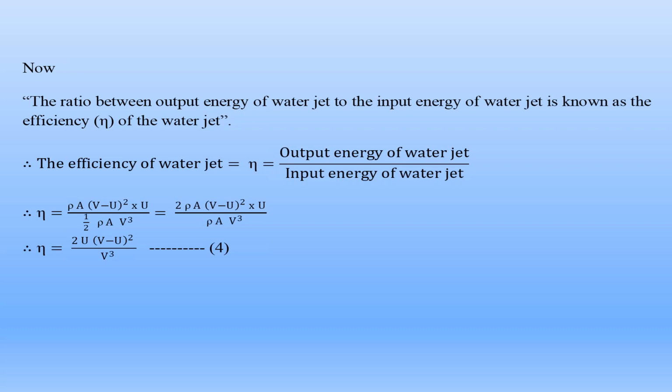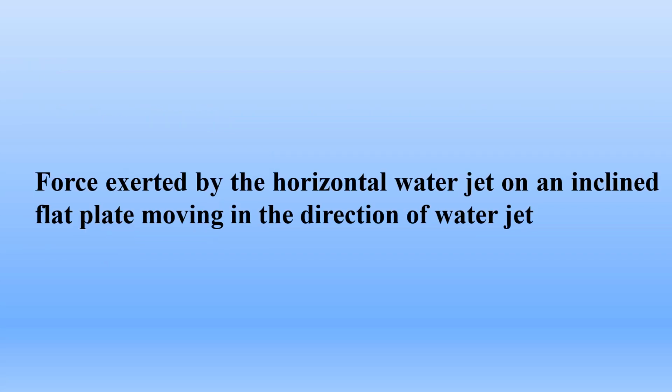The efficiency of the water jet becomes maximum when d nu by du equal to 0. So when d nu by du equal to 0, the efficiency becomes maximum. Next class, I will discuss that maximum efficiency condition. So here I prepared the equation for the efficiency: nu is equal to 2u into (v minus u) whole square by v cube.